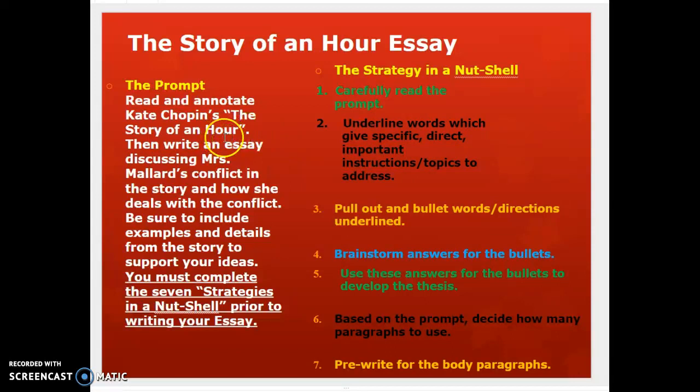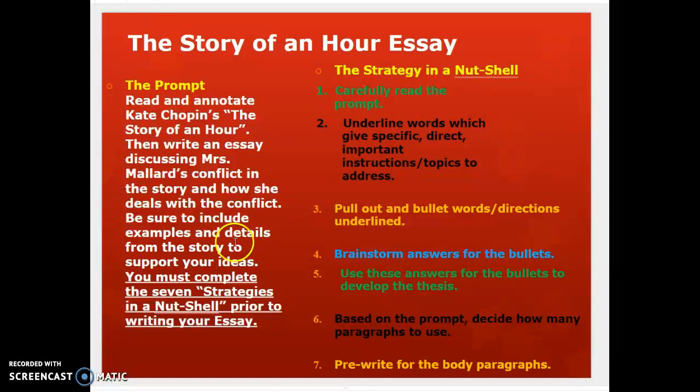So first off, you've got the prompt, which is on your assignment sheet. It says to read and annotate Kate Chopin's The Story of an Hour, and then you'll be writing an essay discussing Mrs. Mallard's conflict in the story and how she deals with the conflict. You want to be sure to include details and examples from the story to support your ideas.